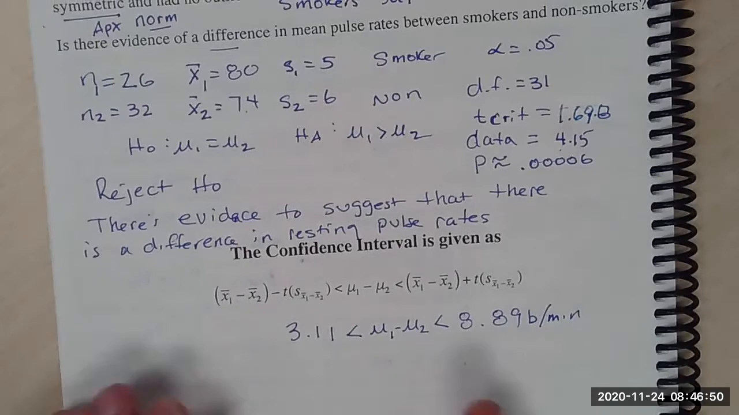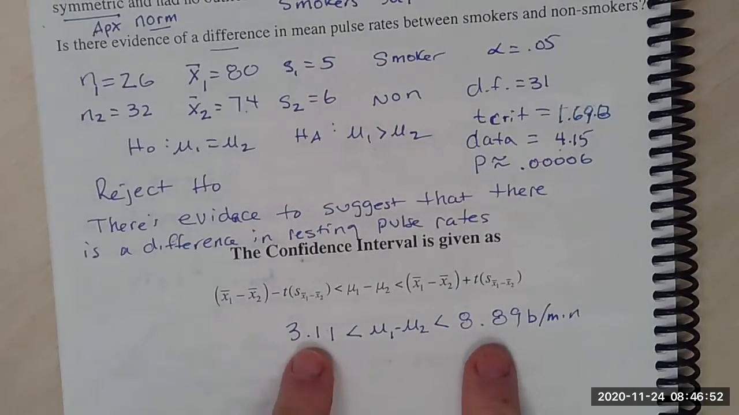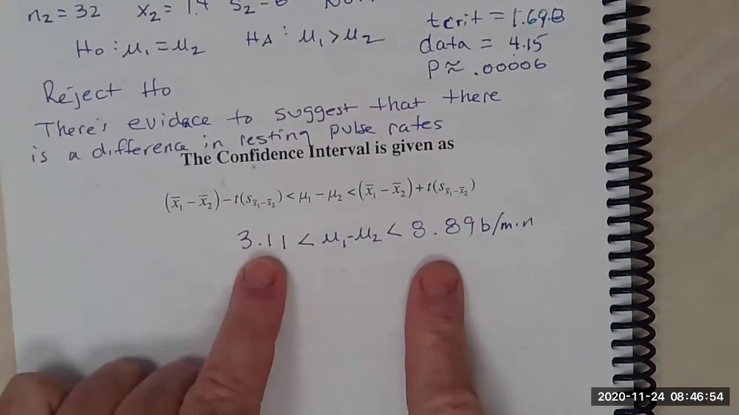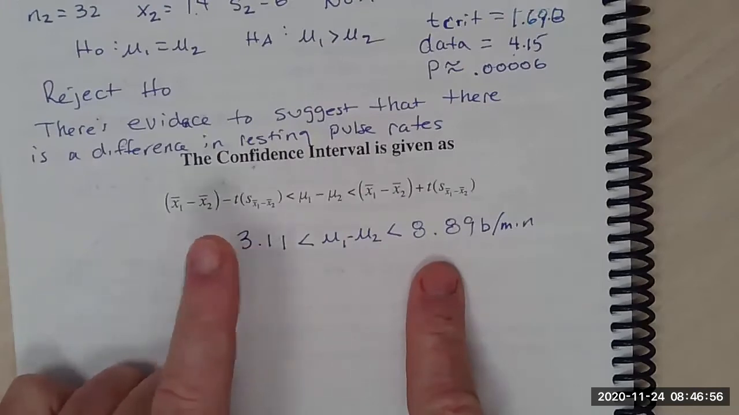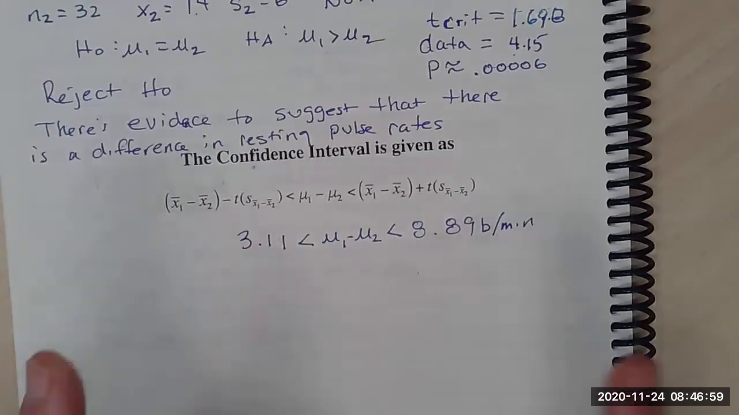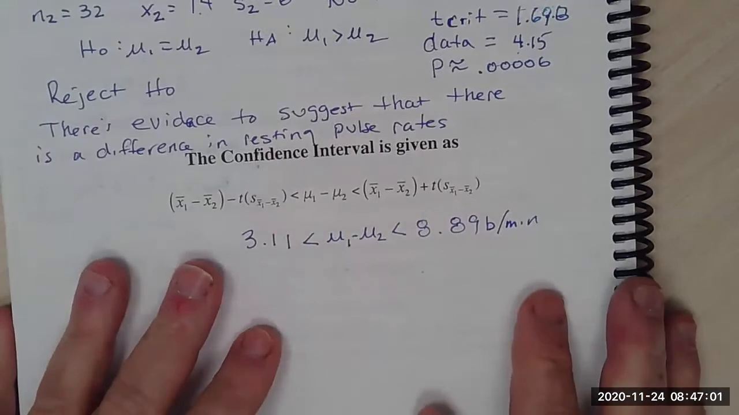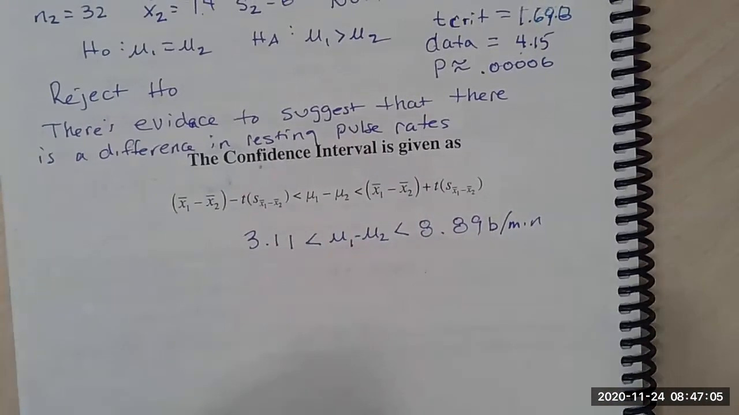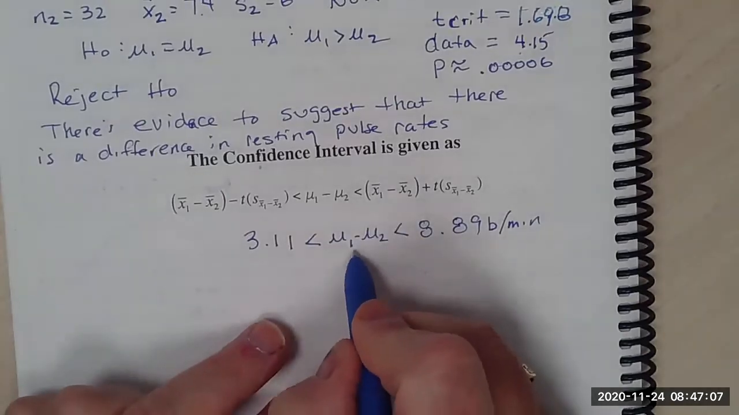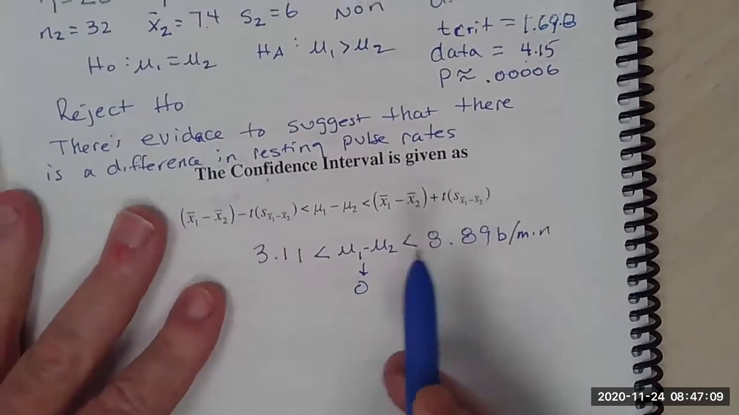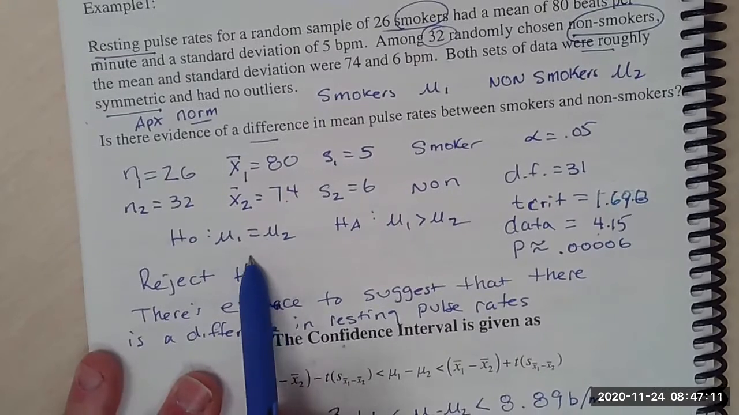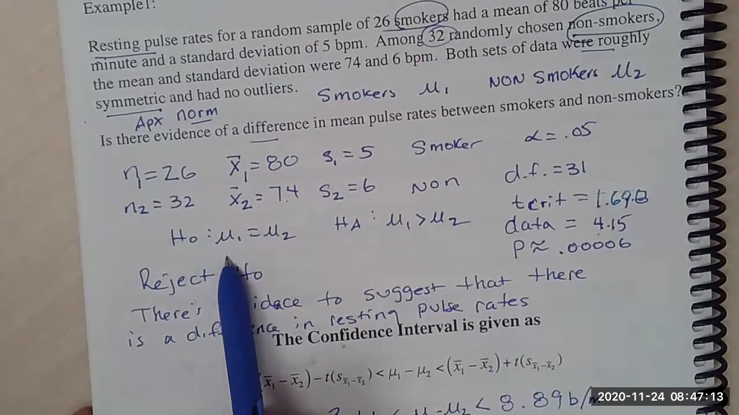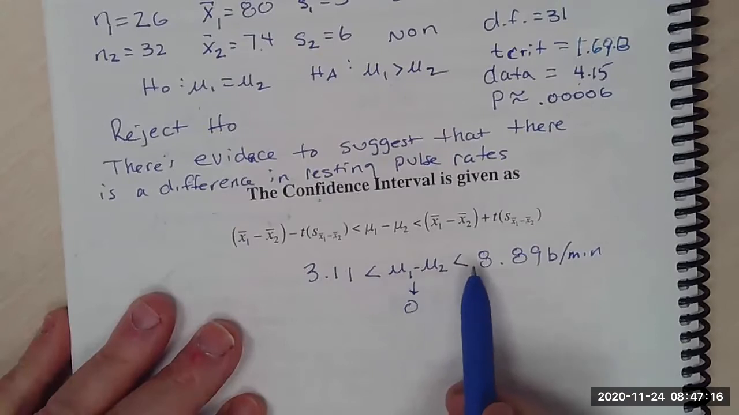So the difference is a positive difference. That means that's what we're suggesting. The difference is between 3 and 9 beats per minute, somewhere in there. That's the difference. Now, what you're targeting is mu sub 1 minus mu sub 2 is 0. Think about that. This right here is equal to 0. It's because here, if I move this over to the left-hand side, mu sub 1 minus mu sub 2 is 0. Is 0 in here?